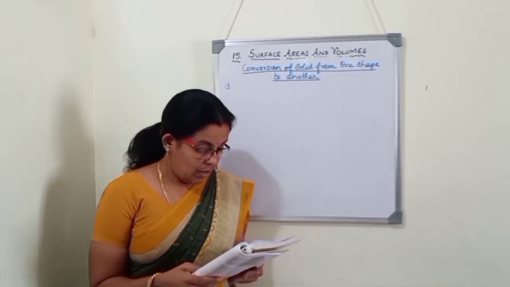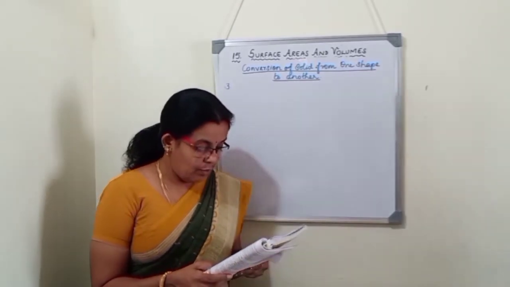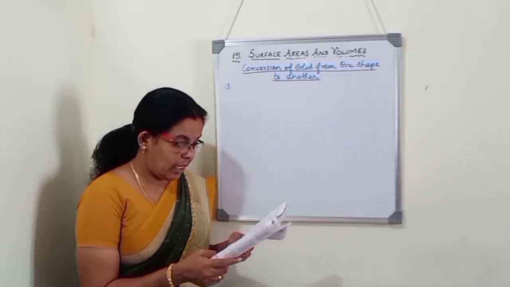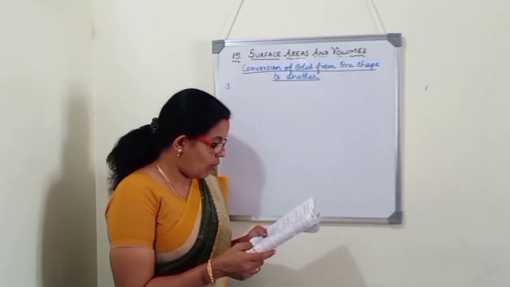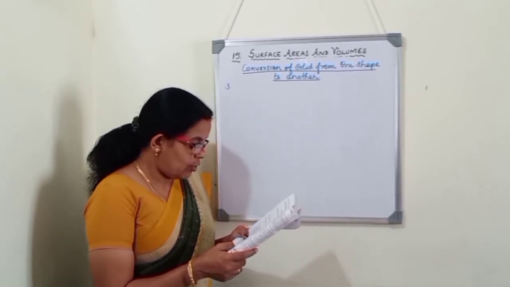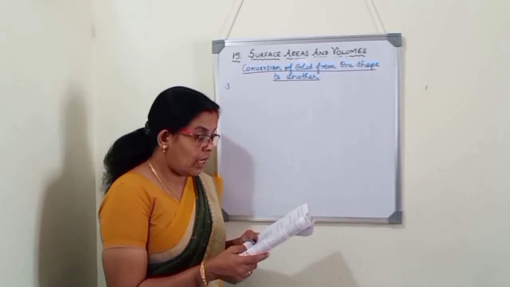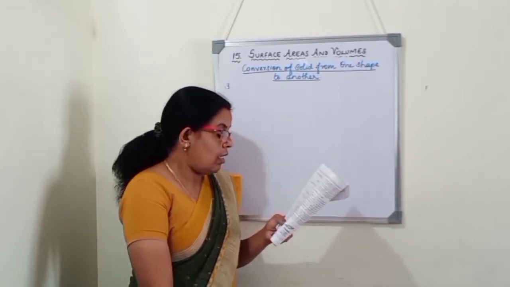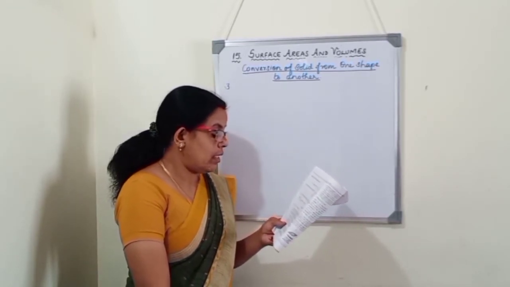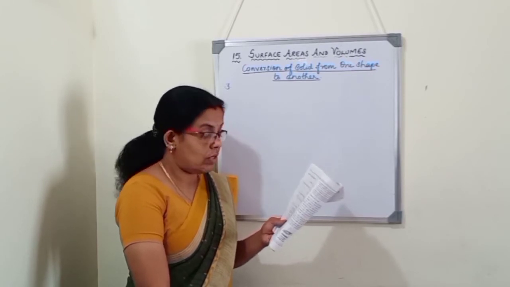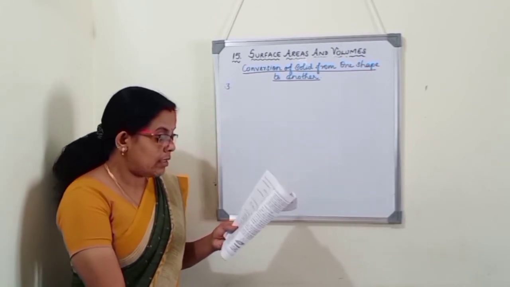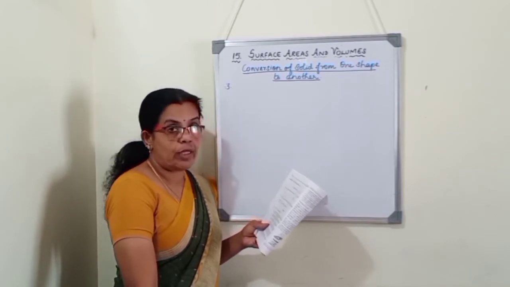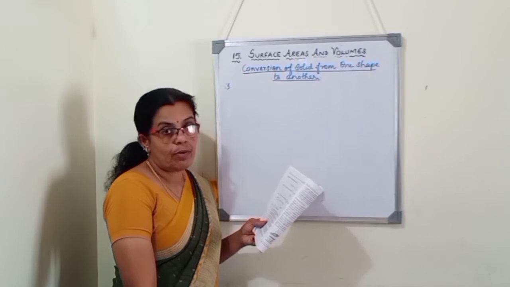Third question. A 20 meter deep well with diameter 7 meter is dug and the earth from digging is evenly spread out to form a platform 22 meter by 14 meter. Find the height of the platform. So a 20 meter deep well with the diameter 7 meter is dug and the earth taken out, that is the mud taken out, is evenly spread out to form a platform 22 meter by 14 meter, and we want to find the height of the platform.